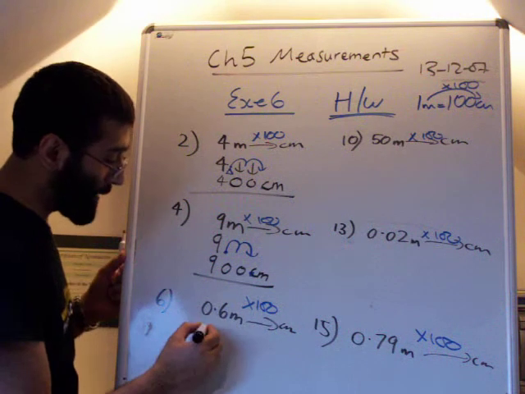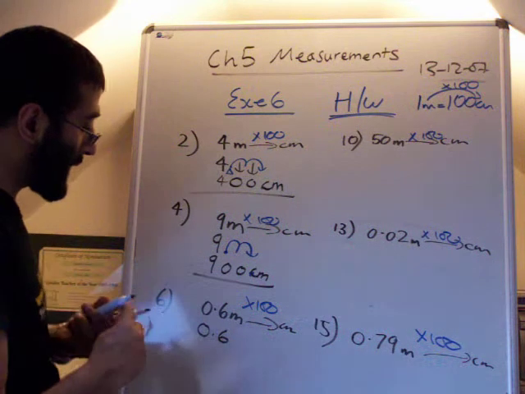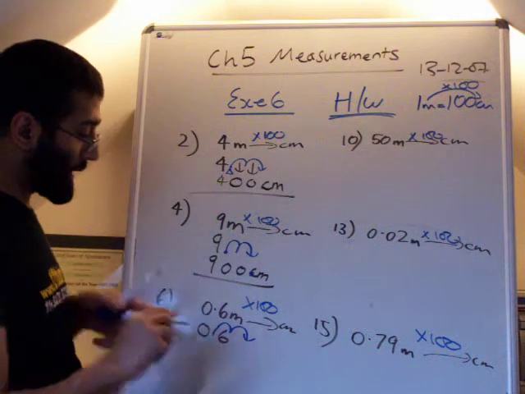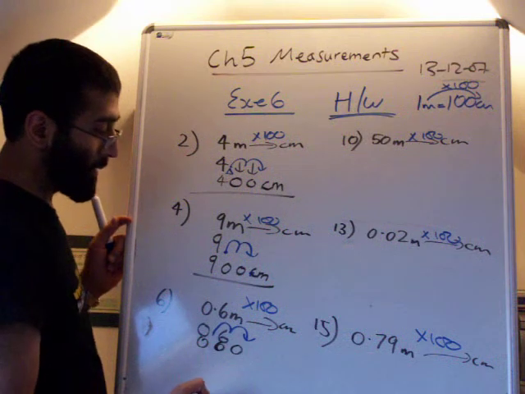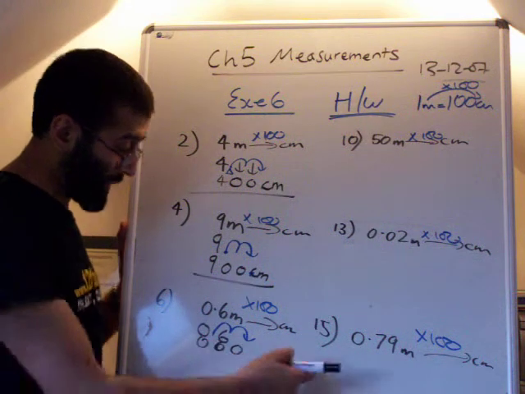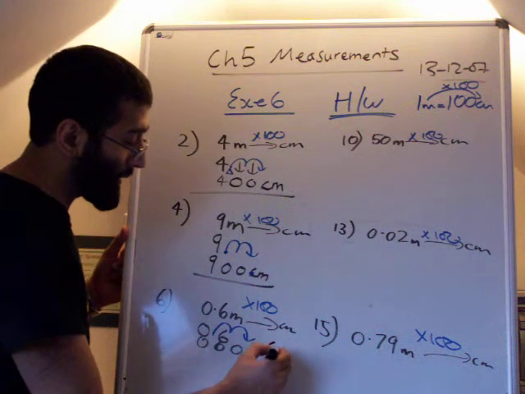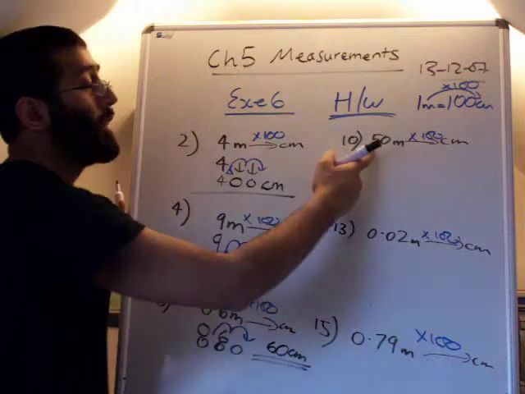0.6, the decimal point is already there, but let's copy it down so we have enough room to do it. For 0.6, we have to move this point 1, 2 places forward, and that gives us 0.60. Okay, I'm going to have to write the answer a bit to the side because I think we're going to fall off the bottom of the video. 0.60 will basically give us 60 centimeters, and that's the answer for that one.